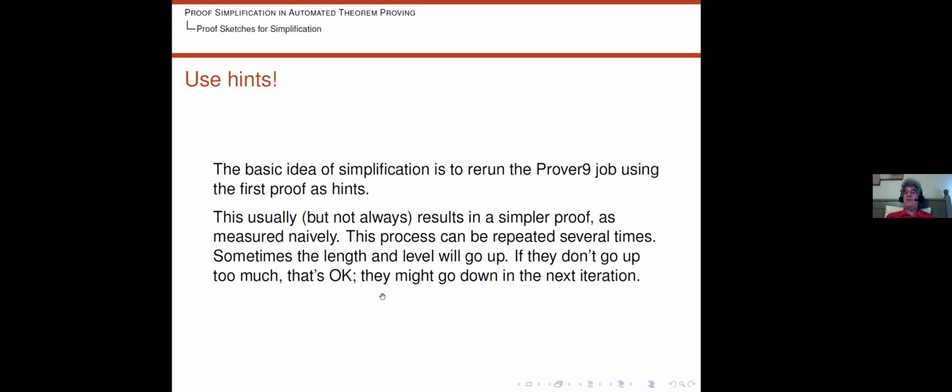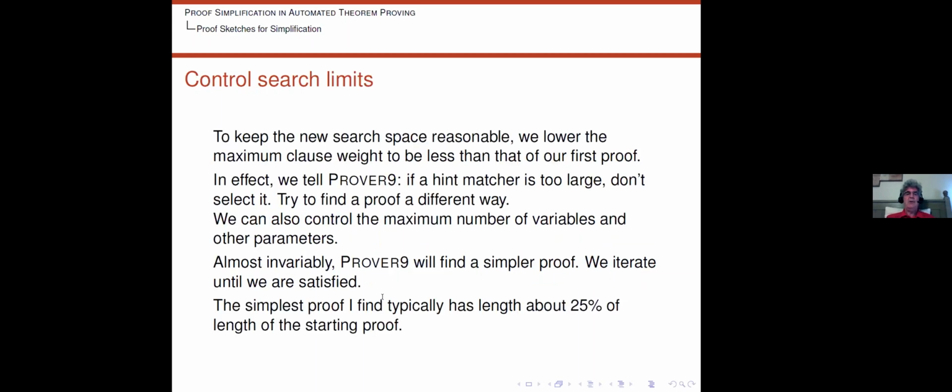You can repeat the process several times. Sometimes the length and the level and various other features will increase, which means the proof you're getting is more complex. But that's okay, because if you keep going, sometimes they'll go down later. The next proof you get may not be as simple as the one you just had, but if you keep going, sometimes you'll get a simpler one. And you can continue this process indefinitely.